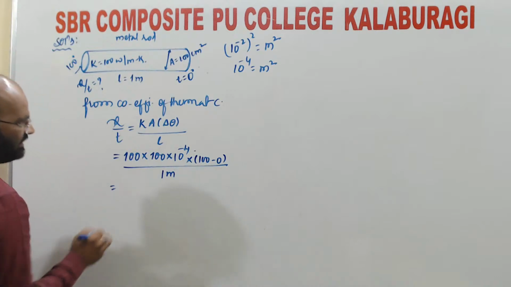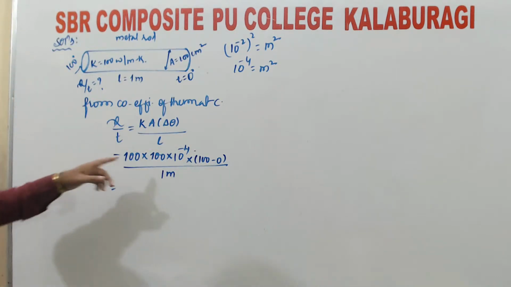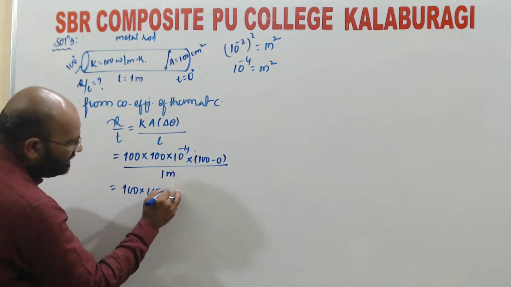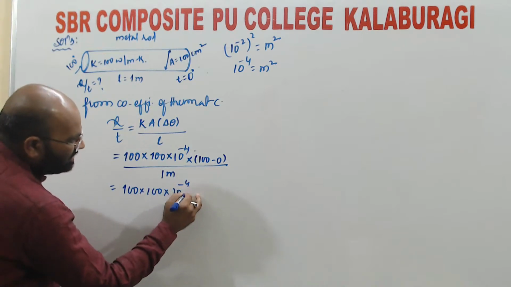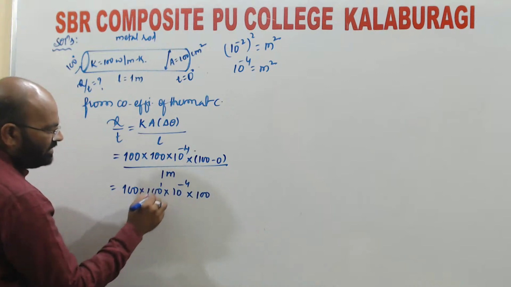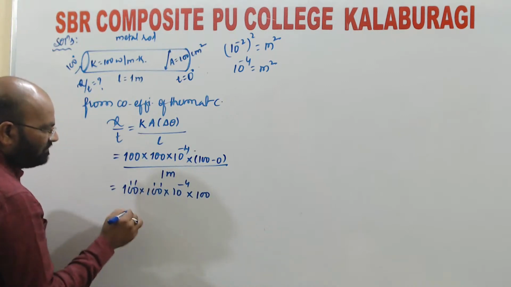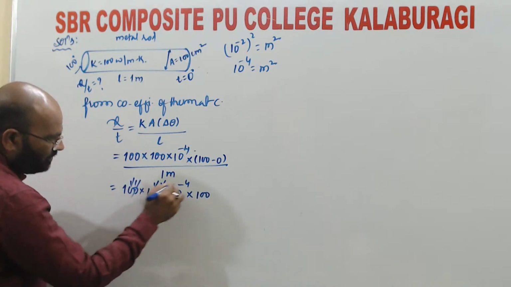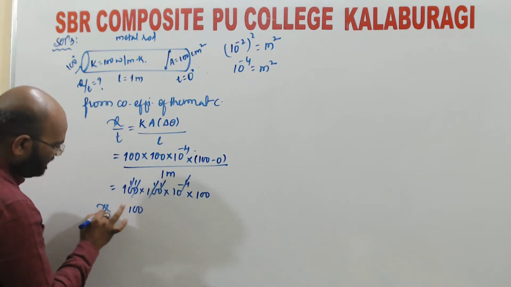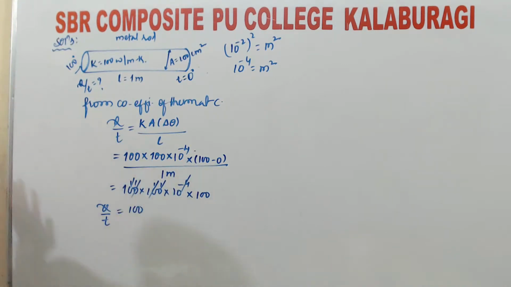Then simplify this, you will get the answer. So this is 100 into 100 into 10 raised to minus 4 into 100. So 10 raised to plus 1 plus 2 plus 3 plus 4. It means all this 4 will be cancelled. You will get 100. So this is Q by t is equal to 100.